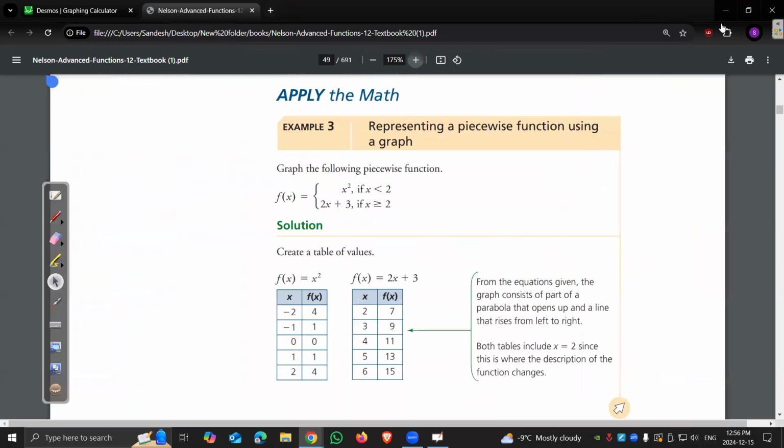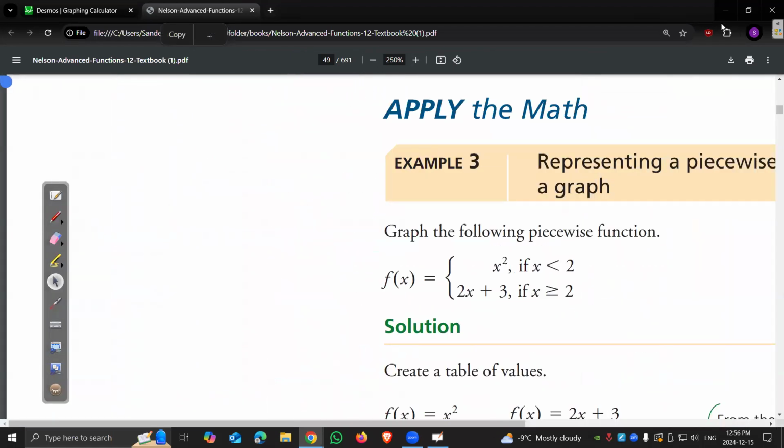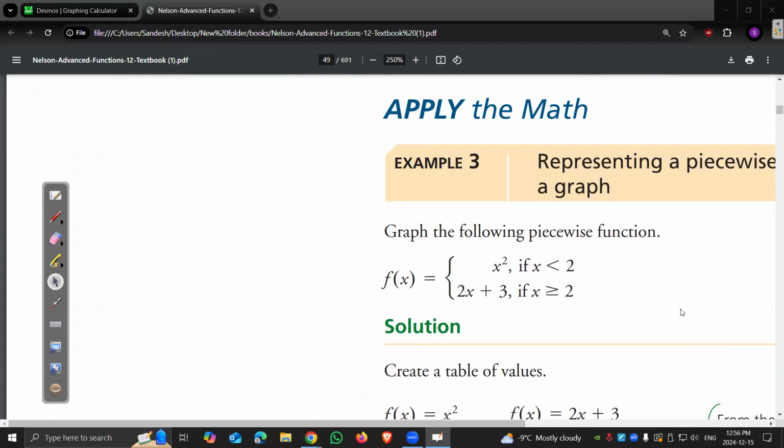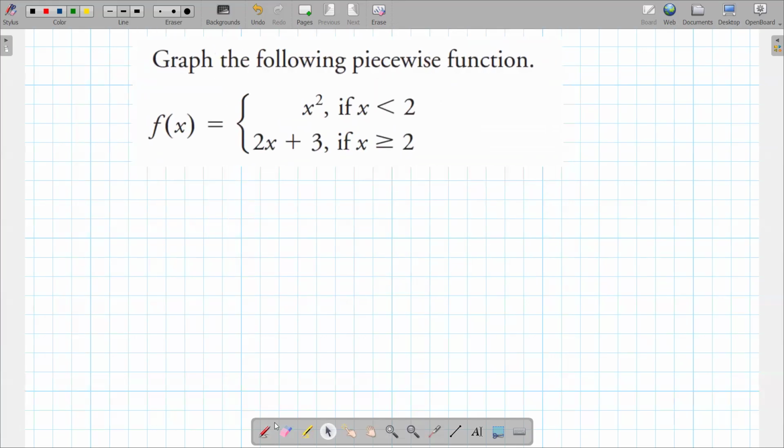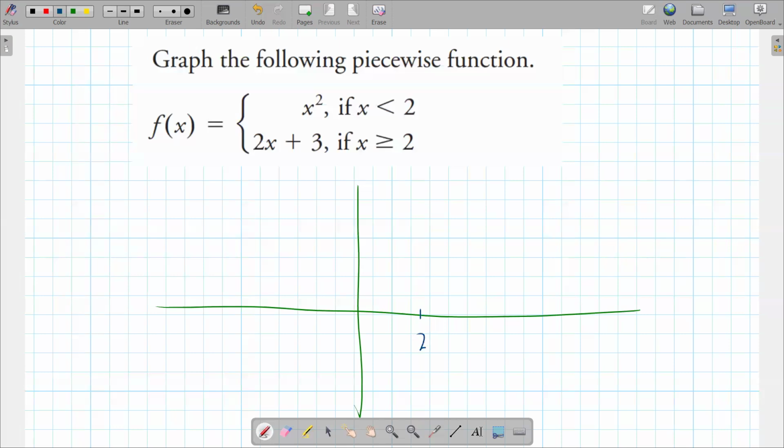And now this one says graph it. How hard could it possibly be? So this one only has 2 parts. And it looks like the number of interest is positive 2, right? So every other number is irrelevant on the x-axis. The only one you're interested in is 2.